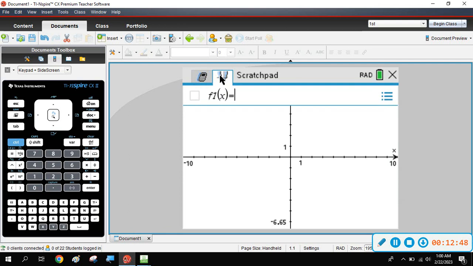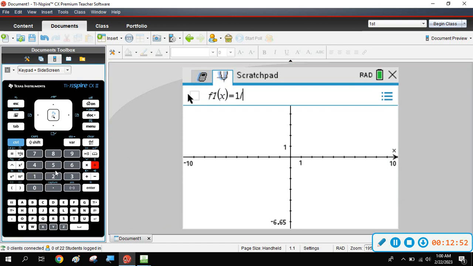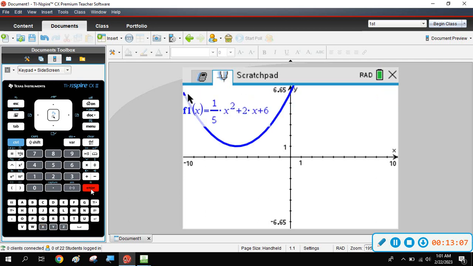I'm going to come back now to the graph, and I'm going to put the new graph in. My new graph is 1 over 5x, and it's going to be squared, so we can't forget that. Then it's going to be plus 2x. Then it's going to be a plus 6. I'm going to press enter. There's my graph. All right.